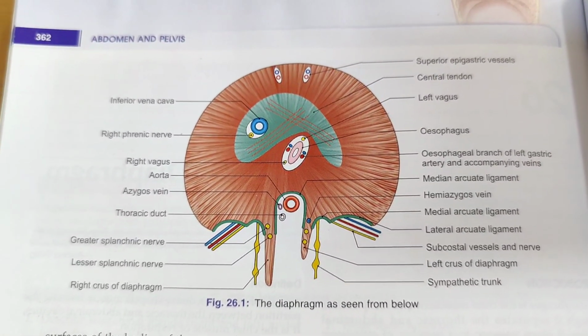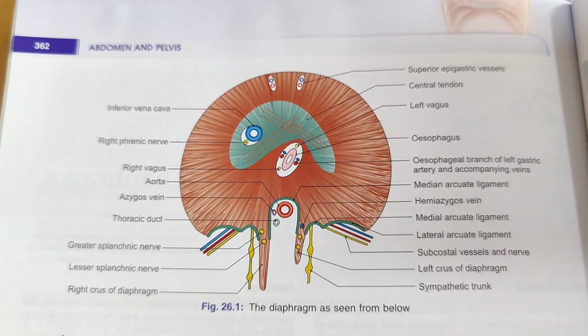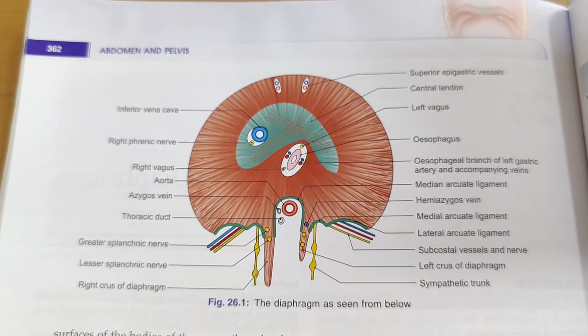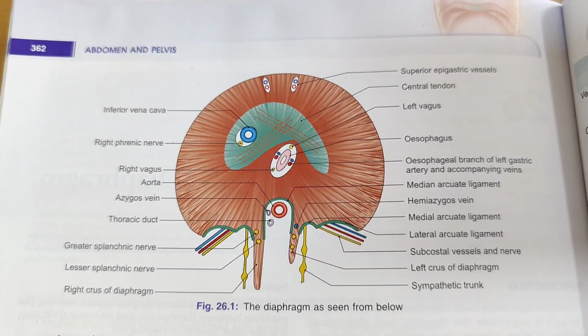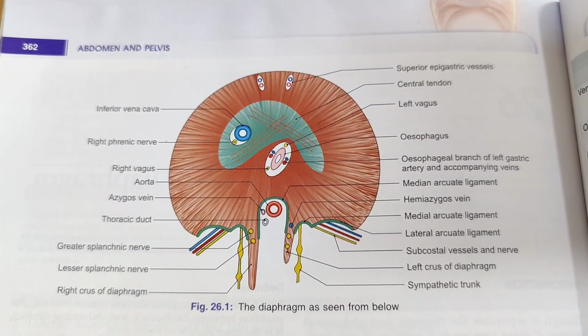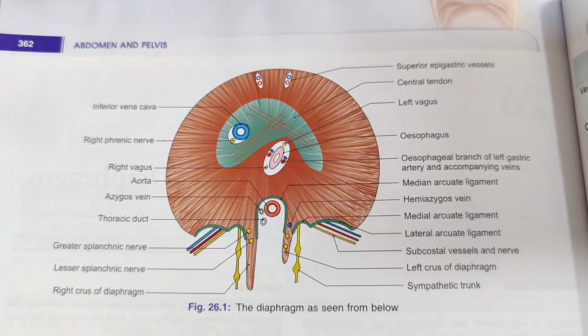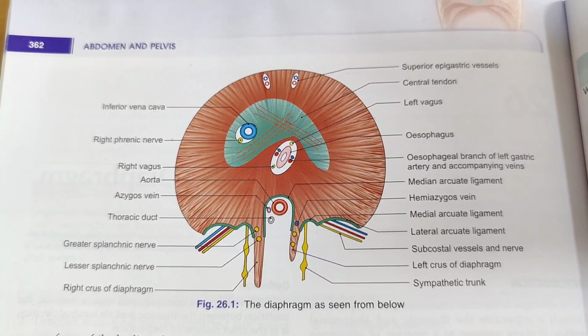In addition to this, lymphatics from the liver also pass through the esophageal opening. What is the effect of contraction of the diaphragm on this opening? When the diaphragm contracts, it prevents the regurgitation of food from the stomach to the esophagus.